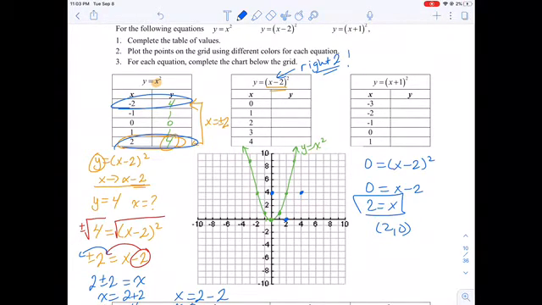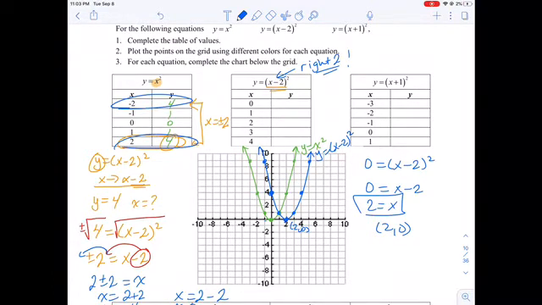Now if I know my vertex is here at 2, 0, then I know I want to go over 1, up 1, over 1, up 1, over 2, up 4, over 2, up 4, over 3, up 9, and left 3, up 9. Okay, and I've actually got my 7 points. We'd like at least 5, but there's our 7 points for y equals x minus 2 all squared.